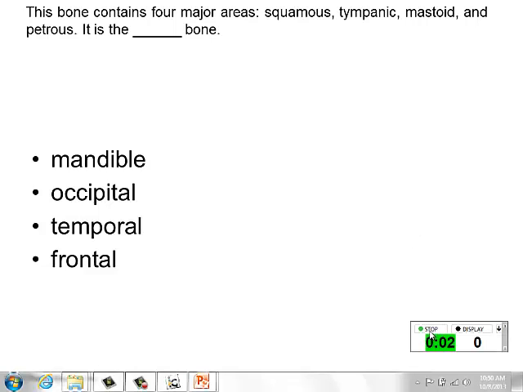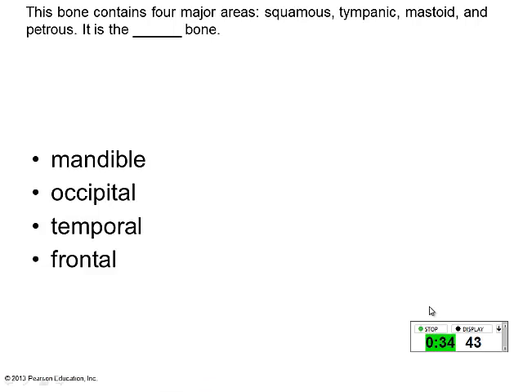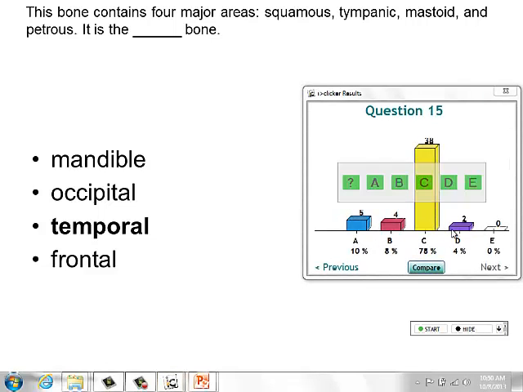So, this bone contains 4 major areas: squamous, tympanic, mastoid, and petrous. It is the what bone? One of those things should stick out to you because I pointed it out when I was talking about this bone. Five, four, three, two, one. What's the answer? The temporal bone. Remember the mastoid process I pointed out?